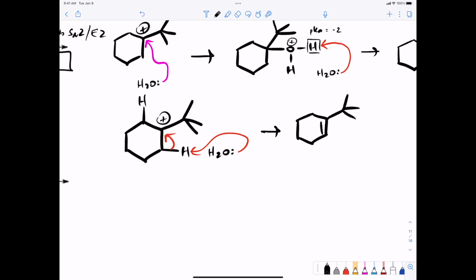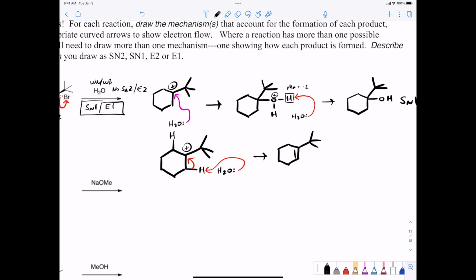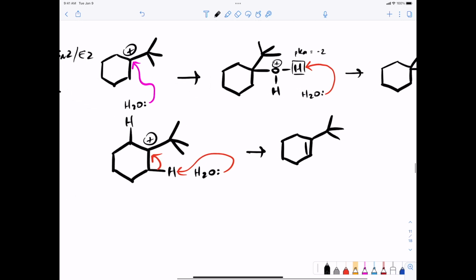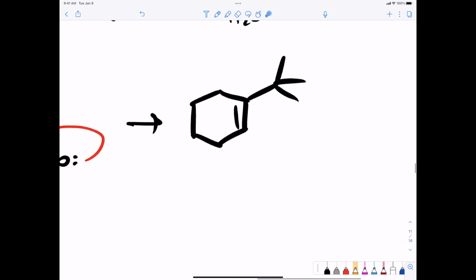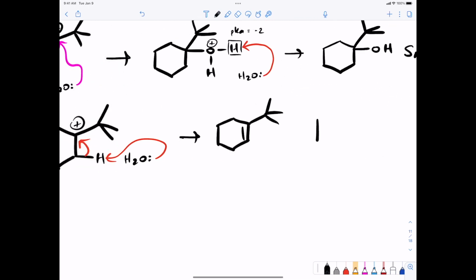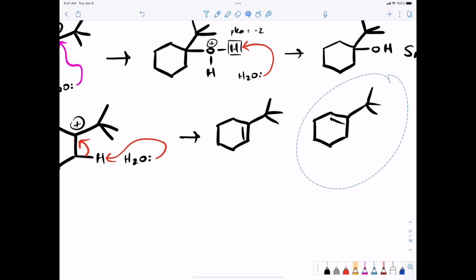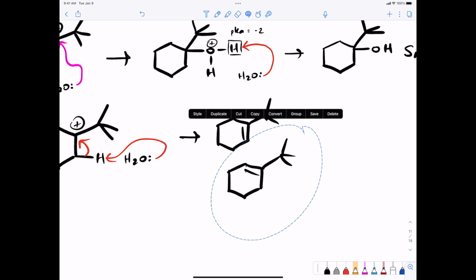Okay, questions? Yeah. Why is it that you just show one? Because if I had drawn the product from that other proton, it's exactly the same thing. It doesn't look like it is, but pancake flip that and it's the same thing.